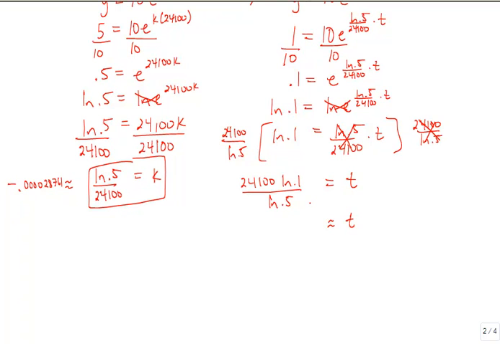approximately 80,059. And our units here are years, since that was the units of our half-life. So it's going to take over 80,000 years for 1 gram of this plutonium to still be around. Okay?